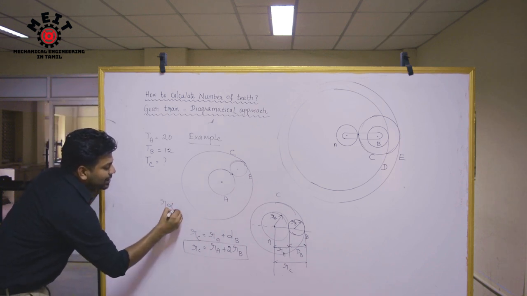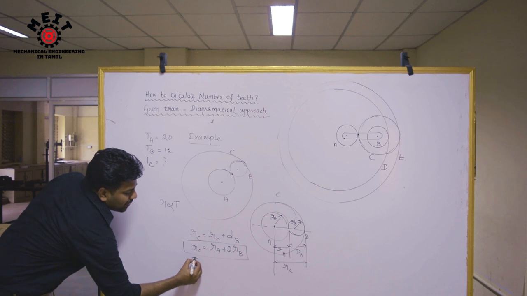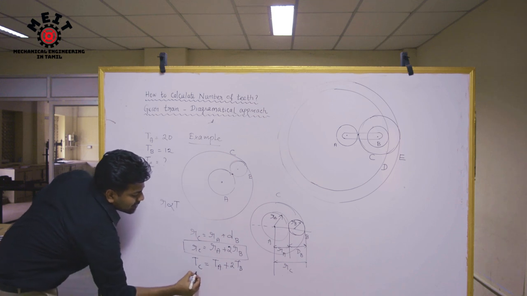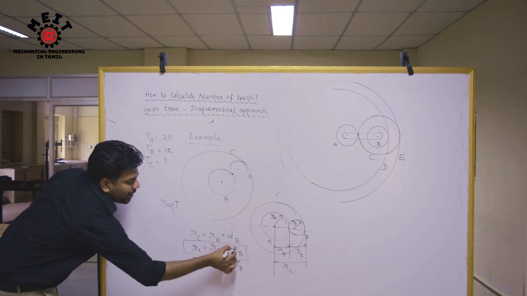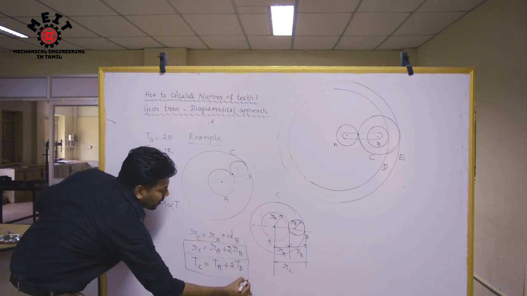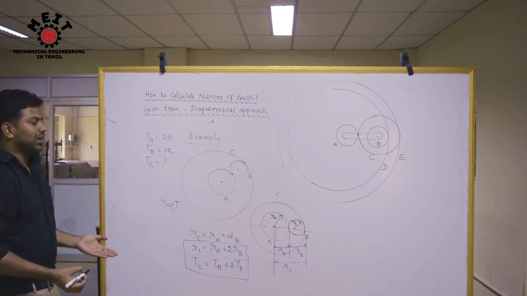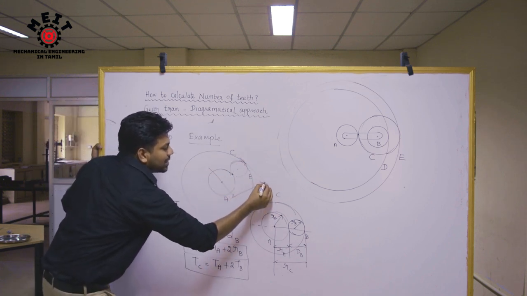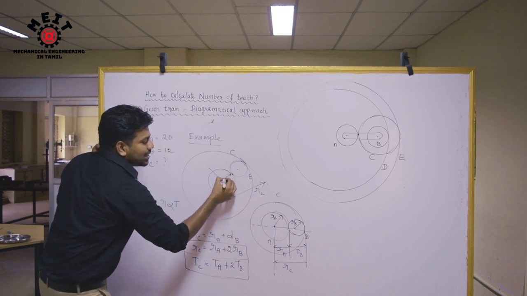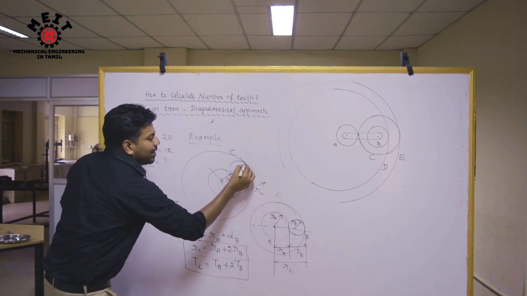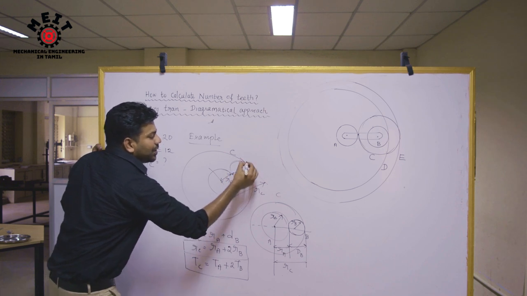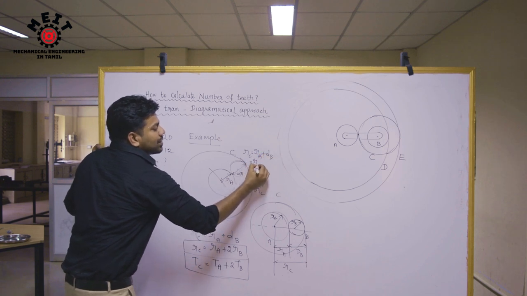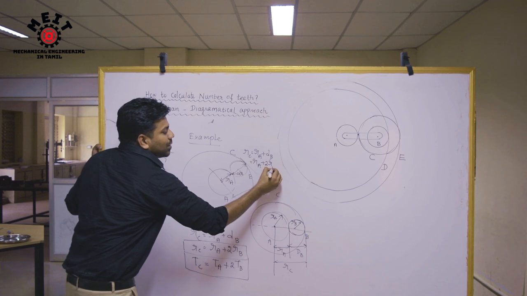And we know that radius and number of teeth are directly proportional, so we can simply convert like that: TC is equal to TA plus 2 TB, replacing RC, RA and RB with TC, TA and TB. So now we can form the equation using number of teeth. I have marked the distance here: this distance is the radius of C, this is the radius of A, and this is the diameter of B. So radius of C is radius of A plus diameter of B, that is, radius of A plus 2 times the radius of B.